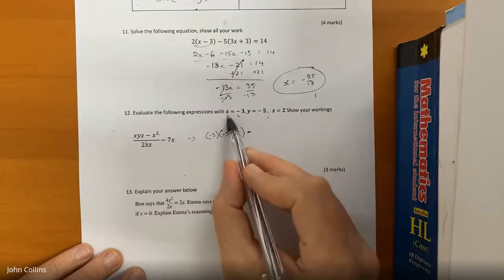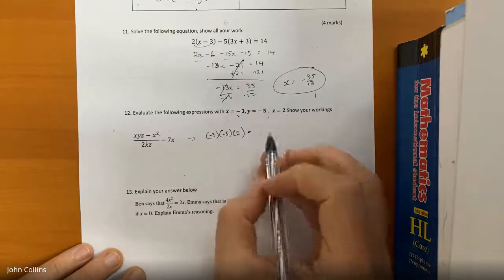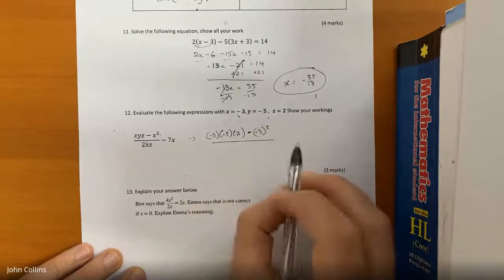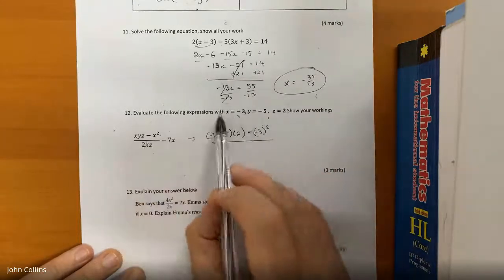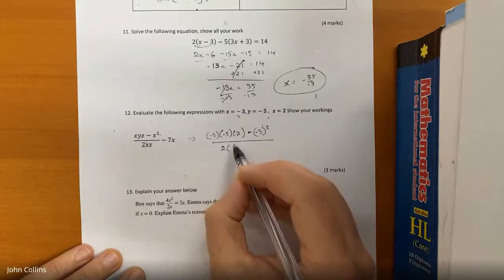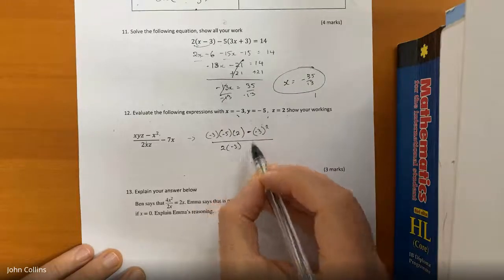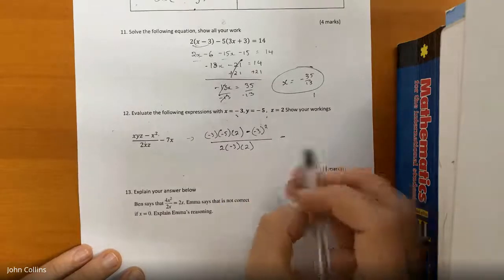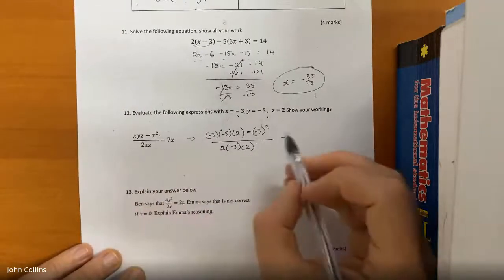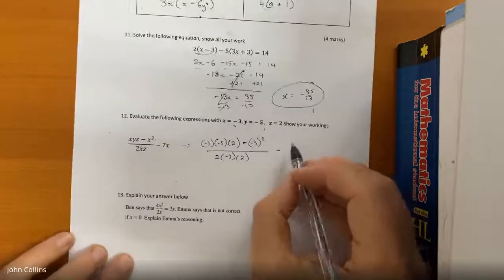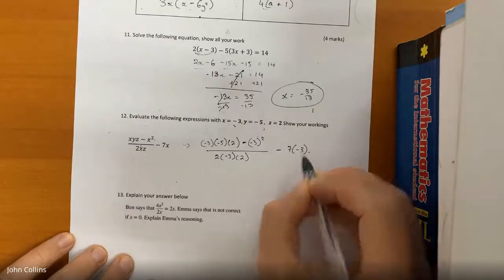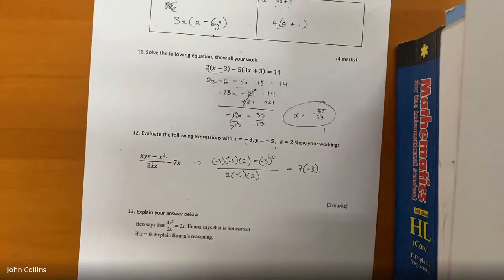Minus x squared, so that's minus 3 squared, so that's minus 3 squared again. All divided by 2xz, so 2 times negative 3 times z, which is 2. And then I'm going to subtract, after I deal with all this, I'm going to subtract 7 times negative 3. Oh my goodness, there's a lot of negatives.